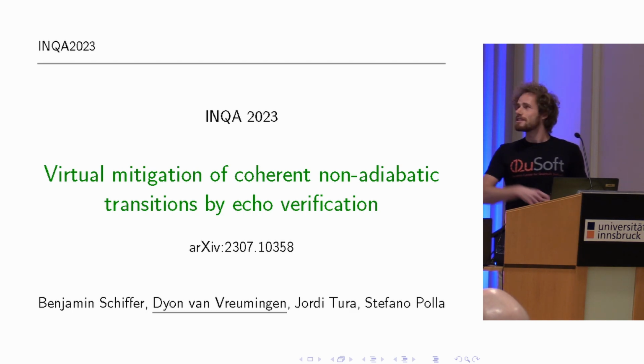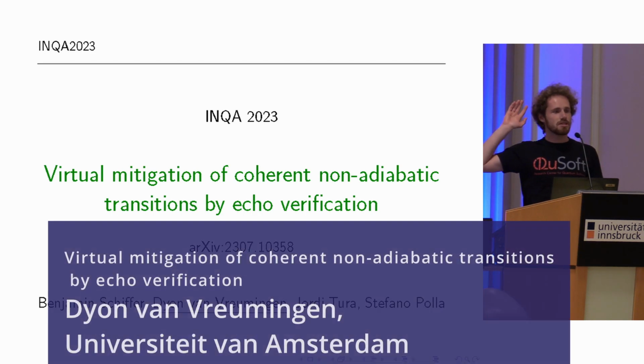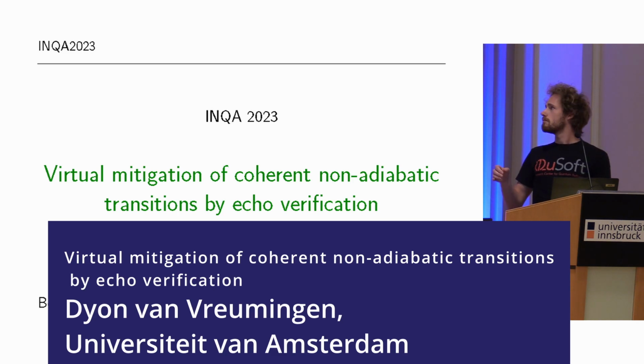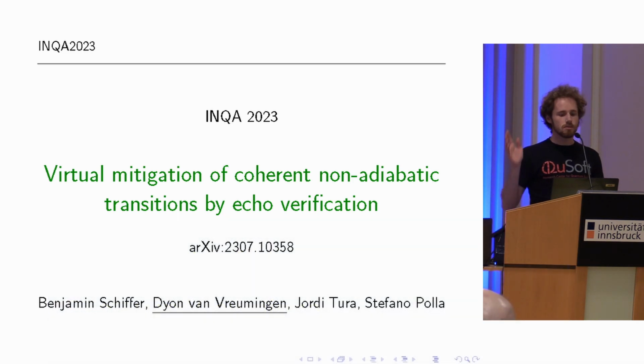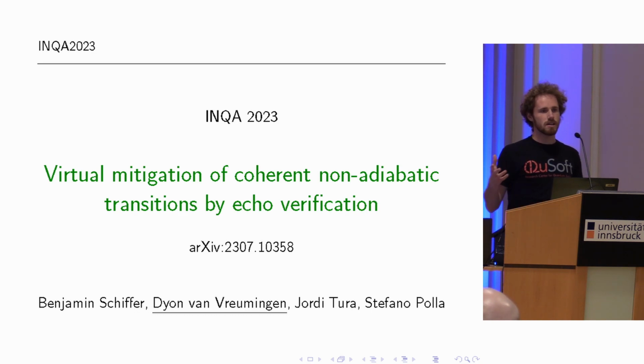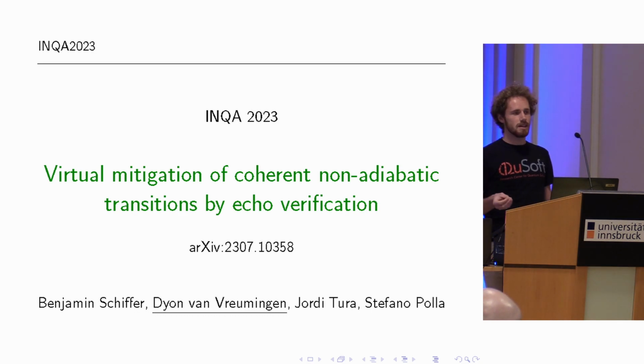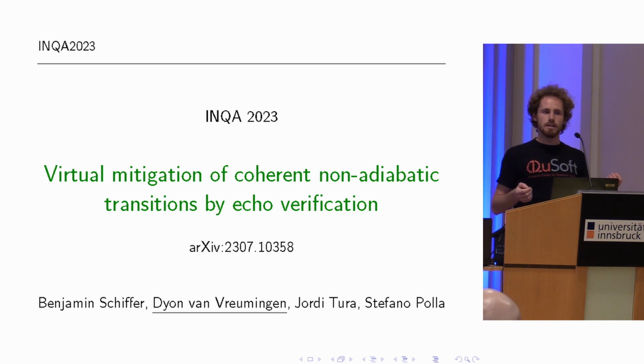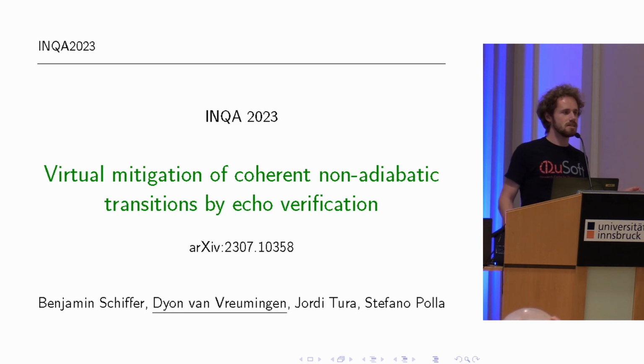Anyway, so this work builds on a slightly older work, mostly done by Stefan and some other people, which introduces the idea of echo verification, an error mitigation technique for mitigating errors occurring in noisy calculations. But in this work, we extend these ideas to also mitigate non-adiabaticity occurring from finite time quasi-adiabatic evolutions. So I'll take you through how we did this and how it works.